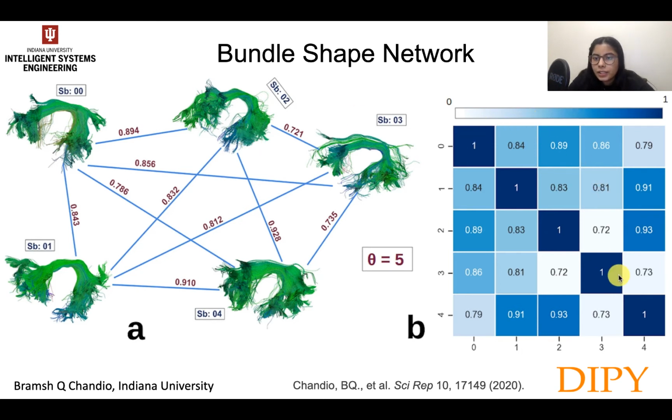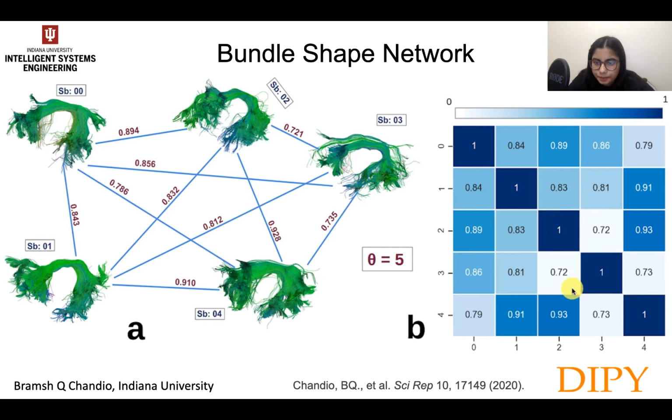And in the diagonal it is 1 because it's shape similarity calculated with itself. And here the legend is from white to blue. White means lower shape similarity and darker blue means higher shape similarity, that is 1 in the diagonal. And here we can also see most of them have somewhere around 0.8.